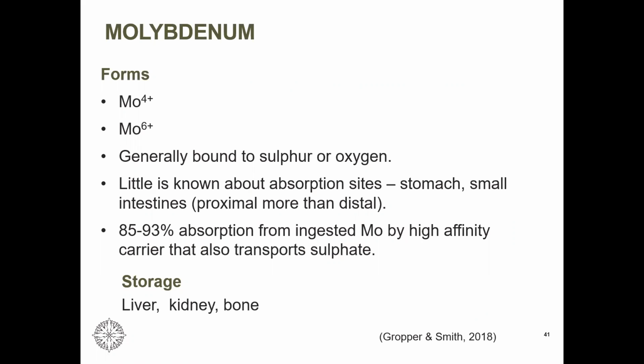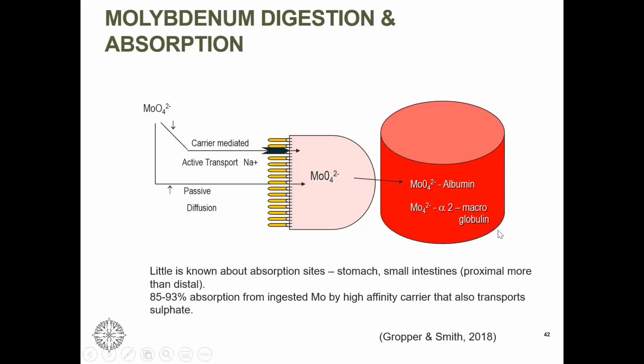Okay, moving on to molybdenum. Again, various forms, Mo4+ and Mo6+, those are their chemical names. Mostly it is bound either to a sulfur or an oxygen. We don't know much about how it is absorbed. So we are just assuming that there may be some carrier-mediated mechanism. In the blood, we are assuming that it must be bound to albumin. So the point is that we don't know much.